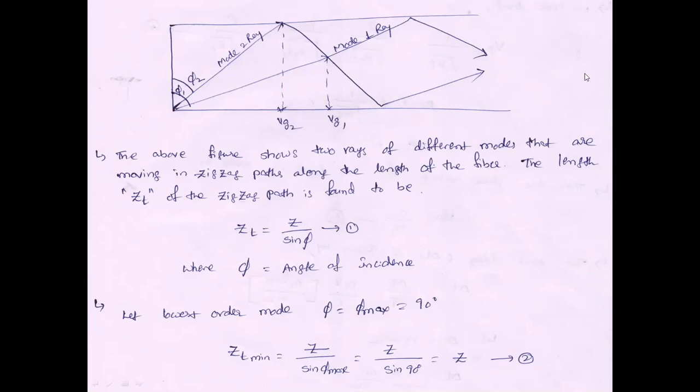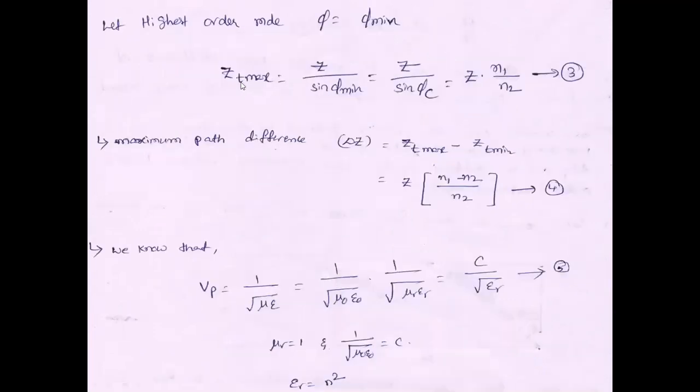Next is the highest order mode, phi equal to phi minimum, which gives ZT max, which is equal to Z by sin phi minimum, which is equal to Z by sin phi c, the critical angle. You know the concept of sin phi c, which is equal to N2 by N1. What is meant by N2? Refractive index of cladding. What is N1? Refractive index of core. This is the basic concept. Sin phi c equals N2 by N1, so phi c equals sin inverse of N2 by N1. Let's substitute here. We are getting ZT max equal to Z into N1 by N2.